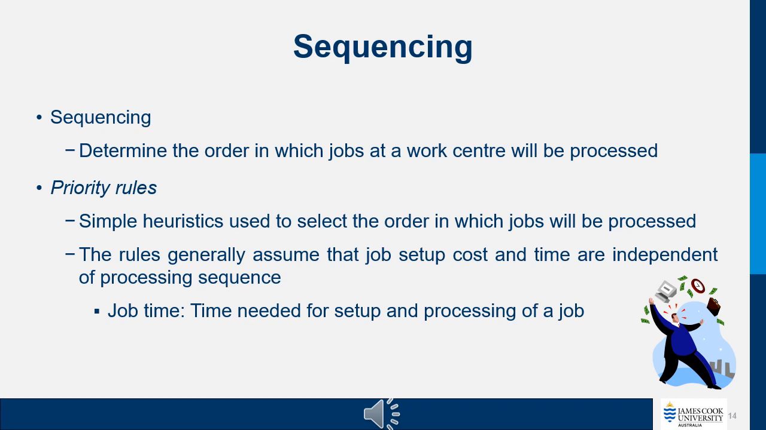Priority rules help in making quick decisions without the need for complex mathematical models or extensive analysis. It is important to note that priority rules typically assume that job setup times and processing times are independent of the processing sequence. In other words, the setup cost and time required for a job are considered constant regardless of the job position in the sequence.